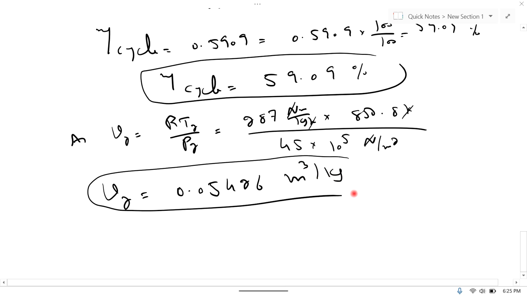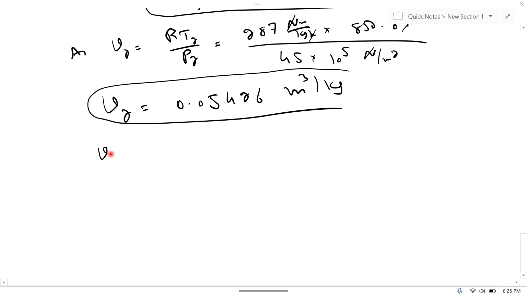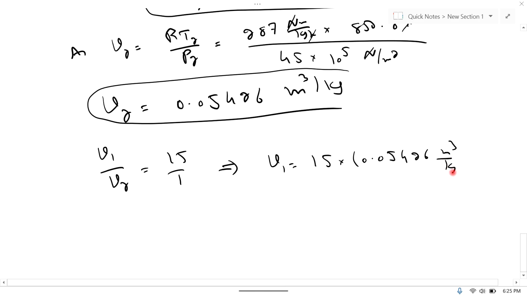So meter into meter square is meter cube per kg. This is V2. Now to find V1, the compression ratio is equal to 15 by 1. So this implies that V1 is equal to 15 multiplied by V2, and V2 is 0.05426 meter cube per kg. So V1 is equal to 0.8139 meter cube per kg.